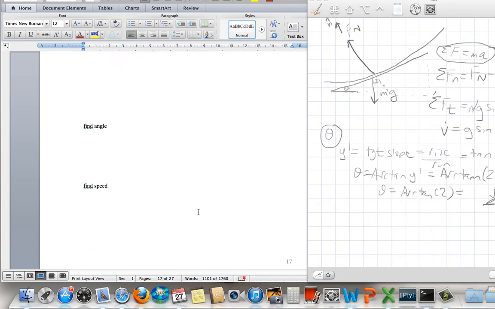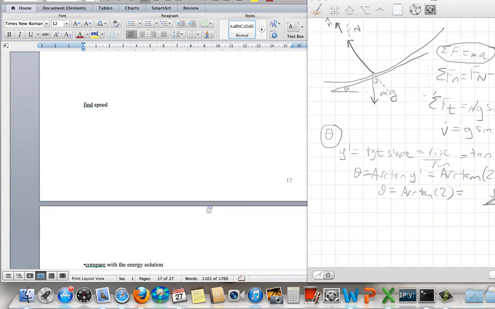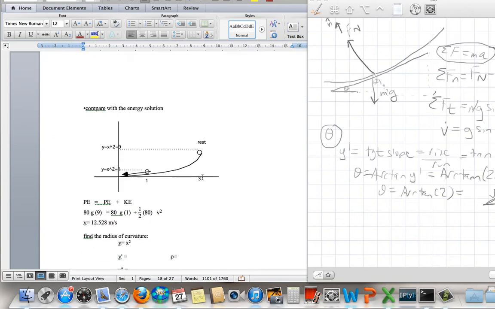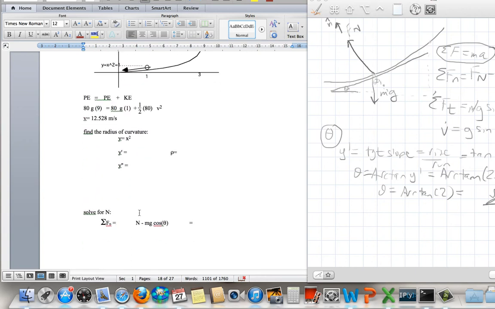All right, next, the speed. Well, you can do that by integrating g sine theta all the way down the curve, or you could just use the energy solution, which is easier. So with the energy solution, you say you're starting at rest here at 3. So on your height, because the curve's y is x squared, that's a height of 9, and there's no kinetic energy there. Down here at 1, the height is x squared is 1. You're going to have a certain amount of kinetic energy, 1/2 mv squared, given by this equation. So that gives you the speed, 12.5 meters per second.